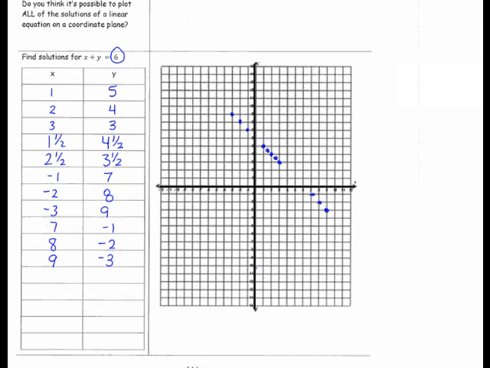I do not believe that it is possible to plot all of the solutions because we can keep finding numbers that are in between the given values. For example, in between 1 and 2, we could be graphing when x equals a half, or a fourth, or a third. So we can keep squeezing numbers in or having larger numbers. I believe there's an infinite number of solutions to this equation.